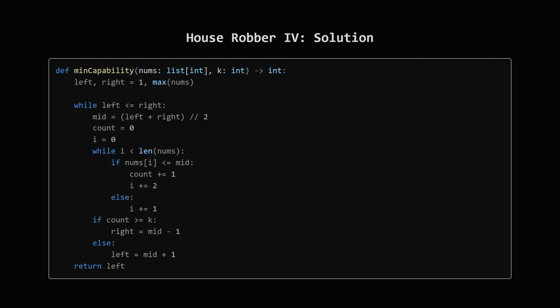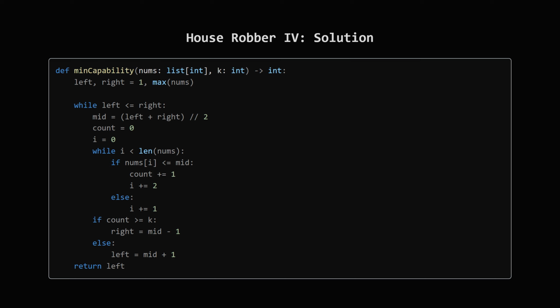We initialize left to 1, the minimum possible capability, and right to the maximum value in the nums array, the maximum possible capability. The core idea is to use binary search to find the minimum capability. In each iteration of the binary search, we calculate the mid value, which represents a potential capability.